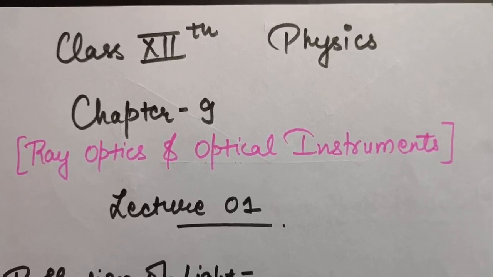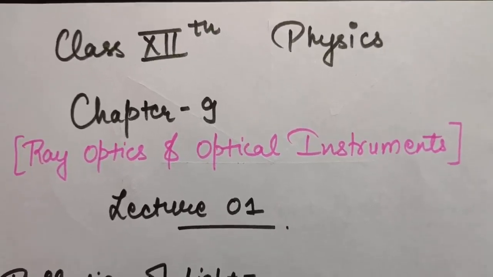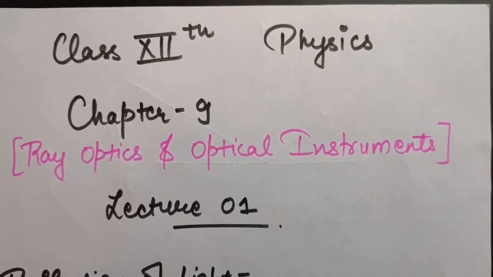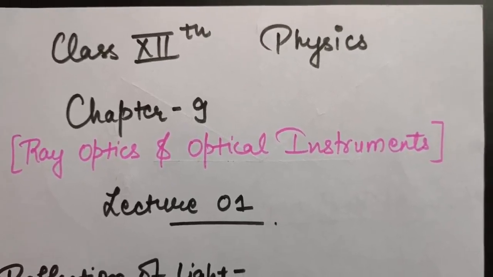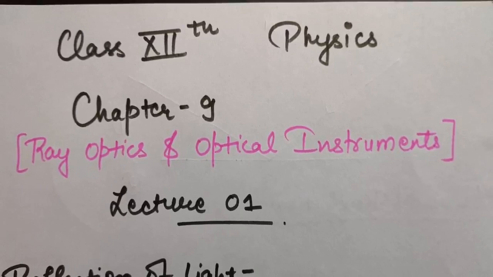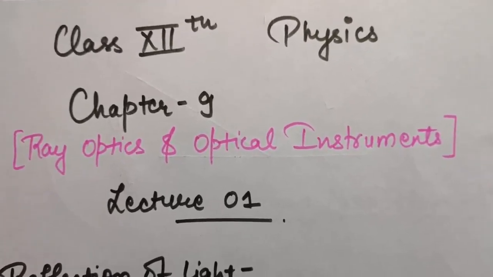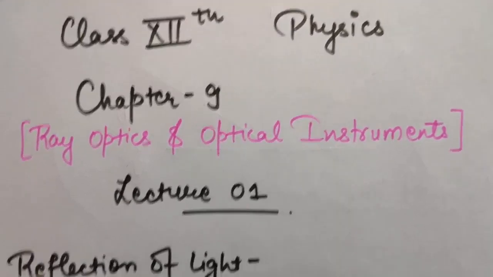In this chapter we will be studying about various types of mirrors, rays, how to form ray diagrams using the mirrors, and we'll be studying some optical instruments, for example microscope, telescope, etc. So let us begin with the reflection of light first.